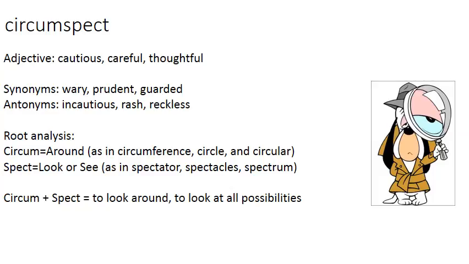If you didn't know that spect meant looking or seeing, you could think of some cognates that include that root: spectator, spectacles, spectrum. These are words that are probably familiar to you, and as you can see, they have to do with looking or seeing. You take the two roots and you put them together, circumspect, and it means to look around. That is, to be careful or cautious or considering all possibilities that are laid out before you.